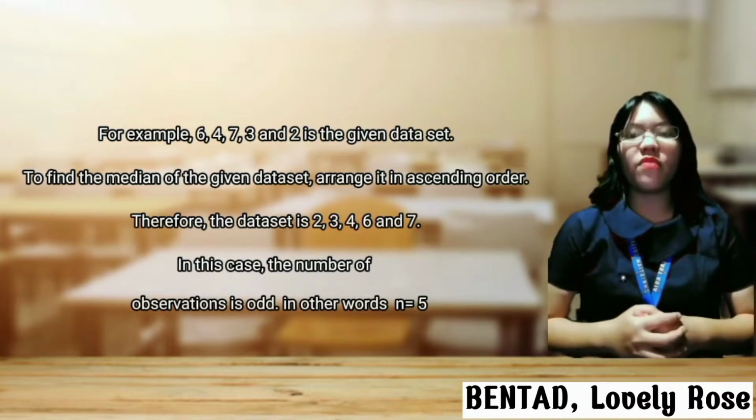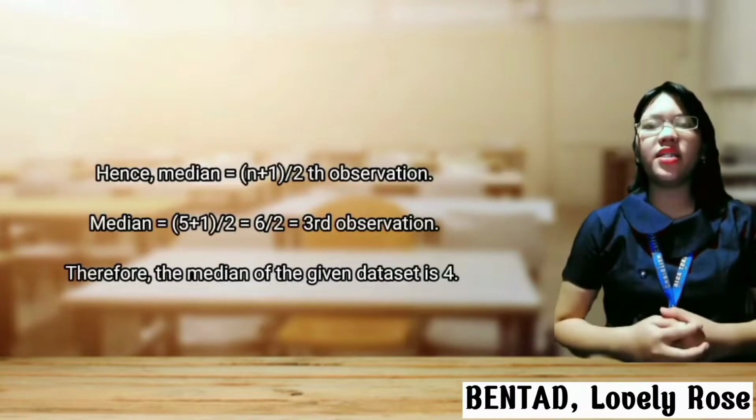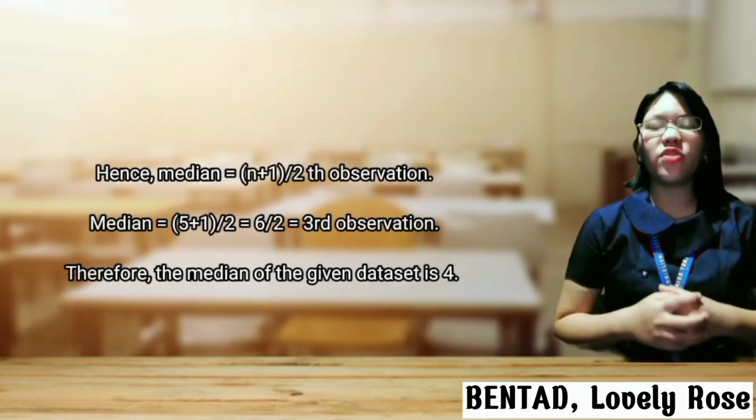In this case, the number of observations is odd. In other words, n is equal to 5. Hence, the median is equal to the (n plus 1) over 2 th observation.